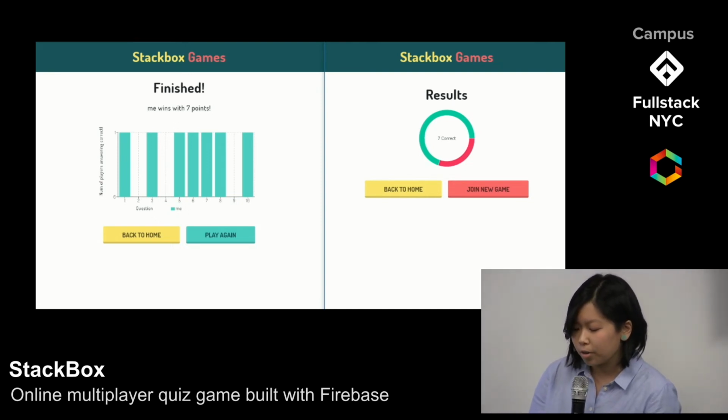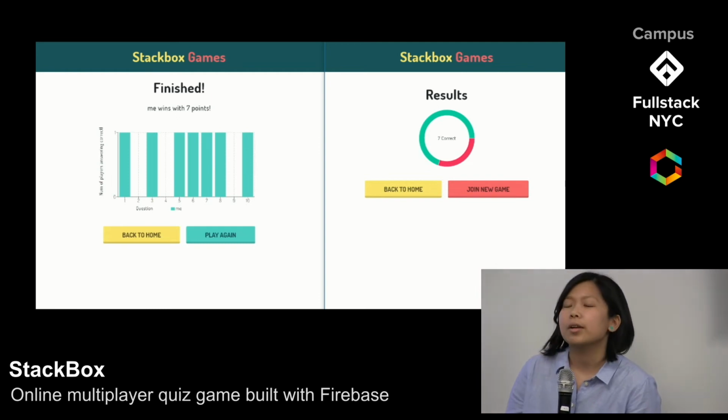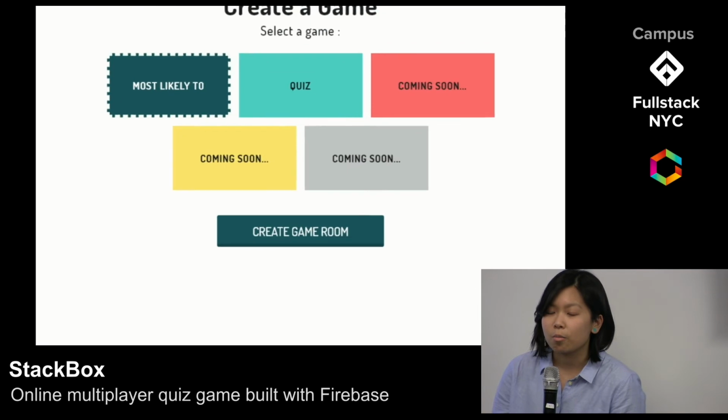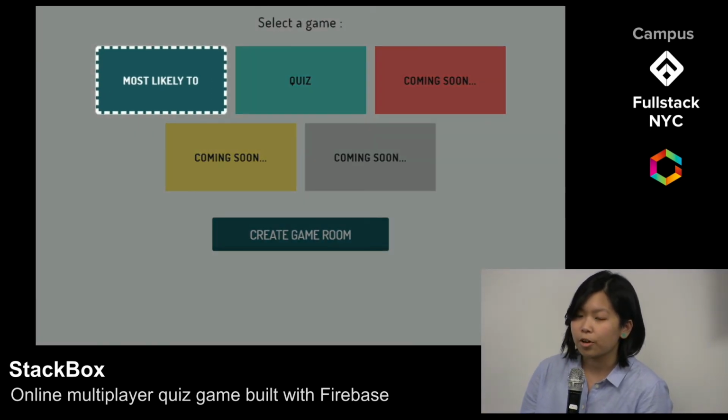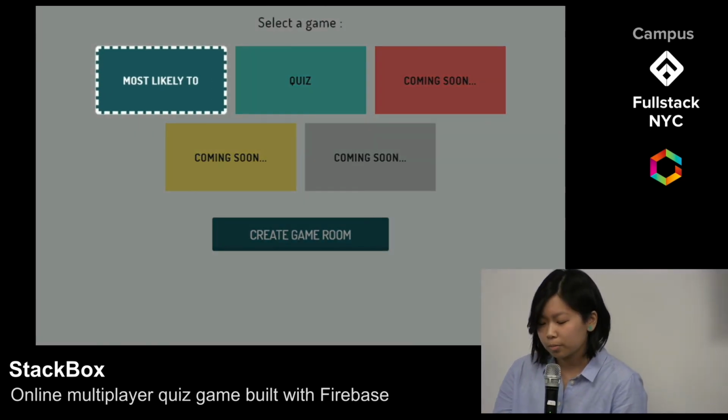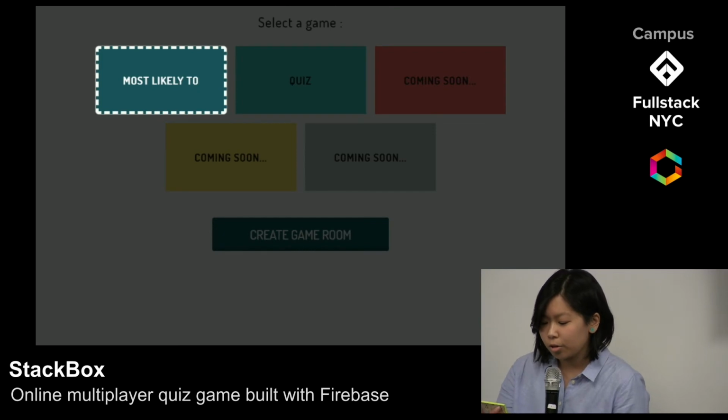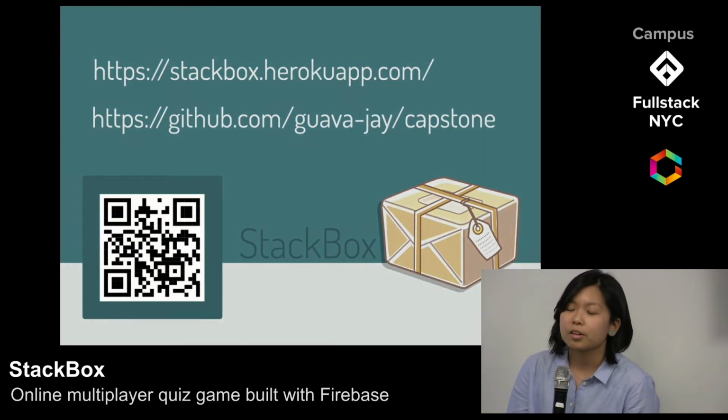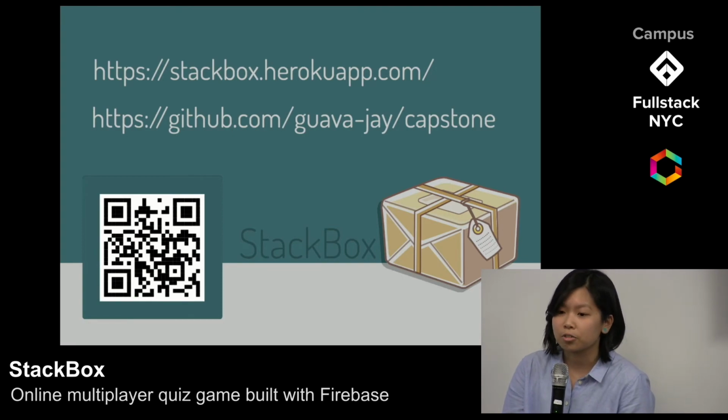Our last goal is to create a platform that could implement many different types of games. Besides our current quiz game, we also have a game called Most Likely To, where players can vote for other players based on the given prompt. Thank you, and we hope you enjoy our presentation. StackBox is available on stackbox.herokuapp.com, and if you're interested, our code is also available on GitHub.